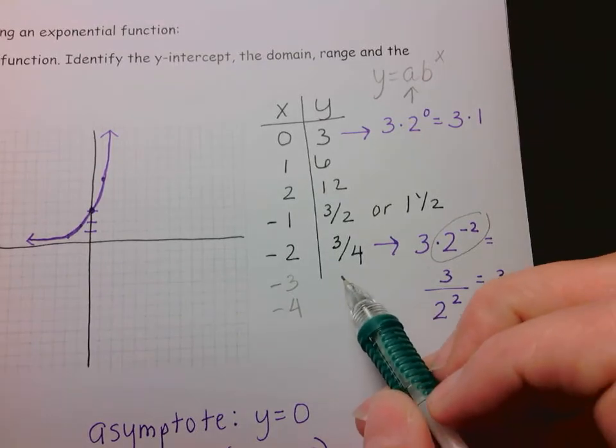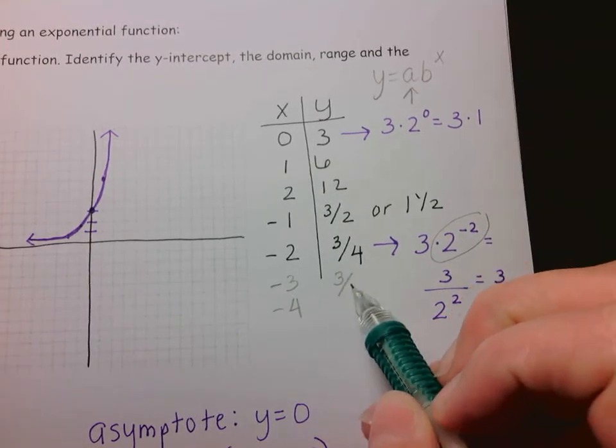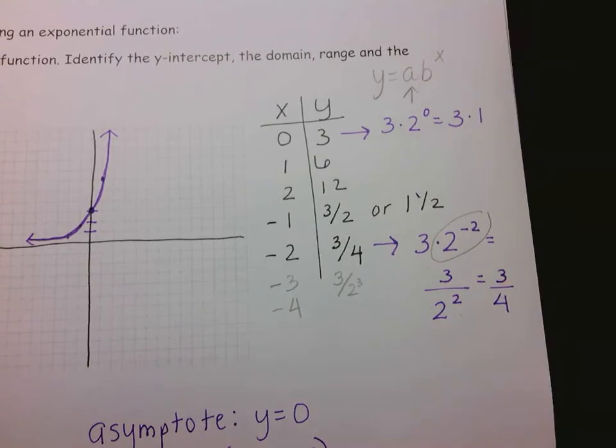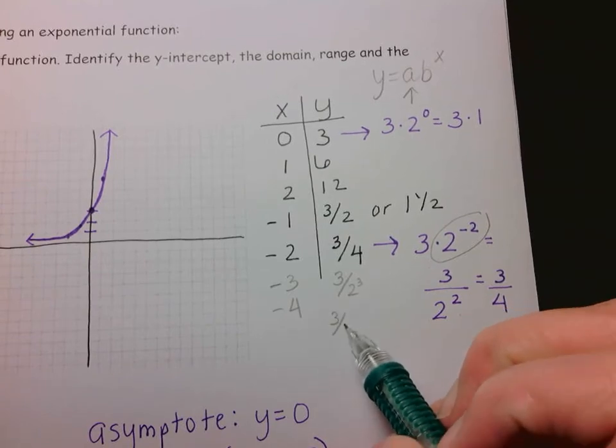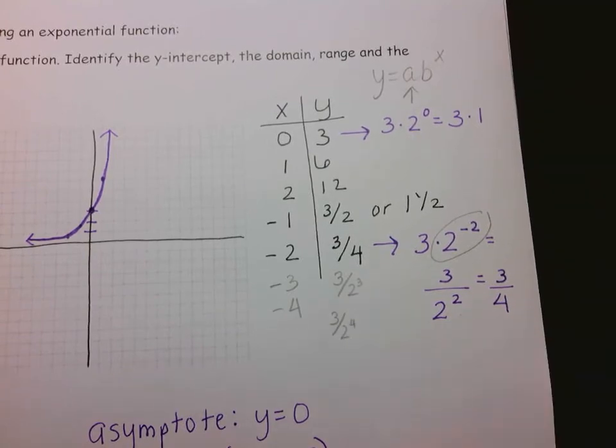For example, if x is negative 3, this becomes 3 over 8. When x is negative 4, this becomes 3 over 2 to the 4th power. And the fractions keep getting smaller and smaller, but your y values will never be negative. It will never cross over, or it will never reach y equals 0. So my asymptote is y equals 0. Well, what is the domain and what is the range?